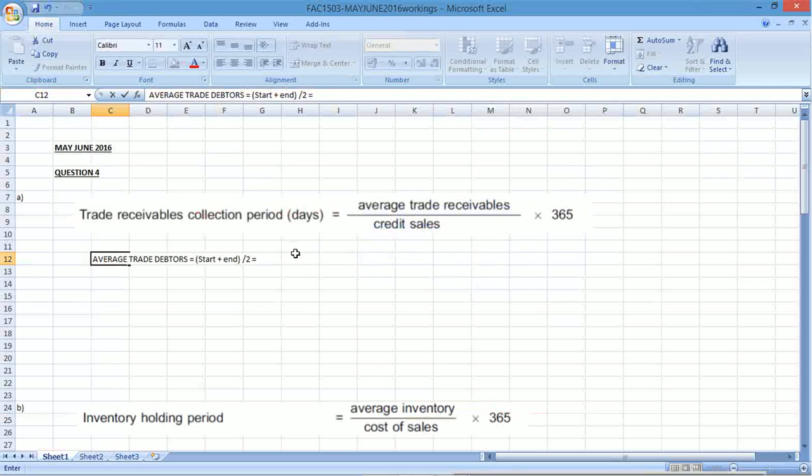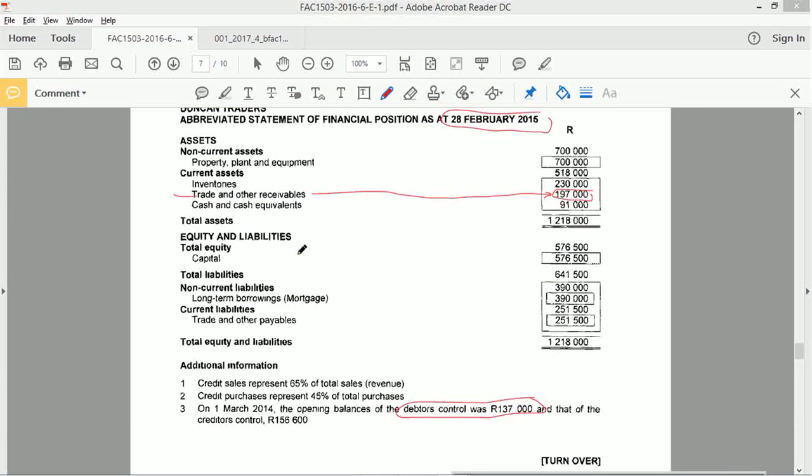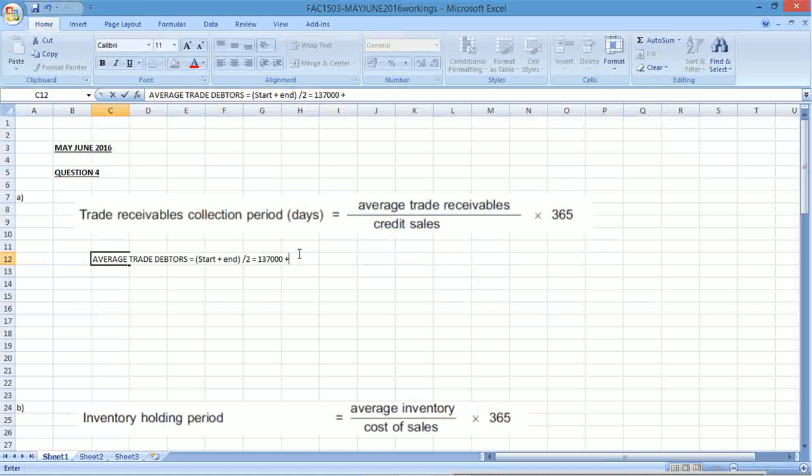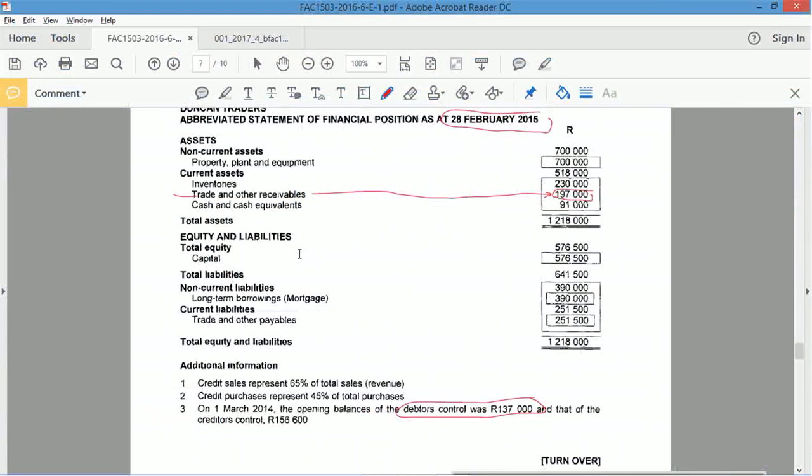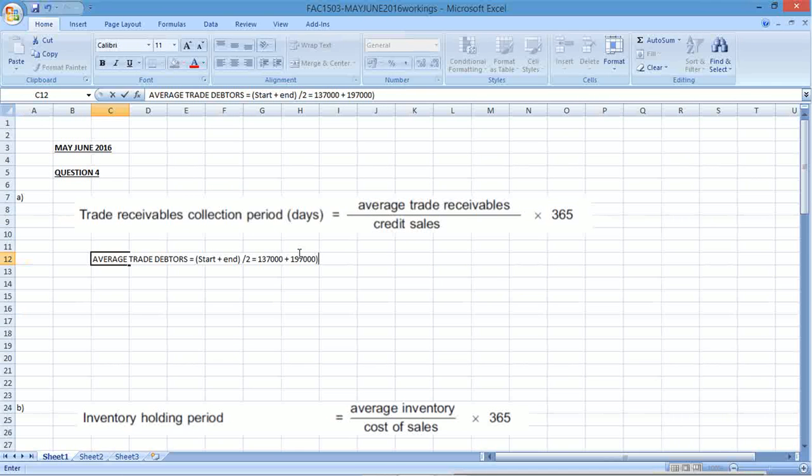So opening and closing balance. Opening balance 137 plus closing balance 197. Everything that I'm doing here on the board, you would be doing in the exam as well. Why? They said show all workings. If you make a mistake with the calculator and you insert those amounts incorrectly and you get a wrong final answer, at least they'll probably still mark your working. So always show workings because you never know what they're going to mark.